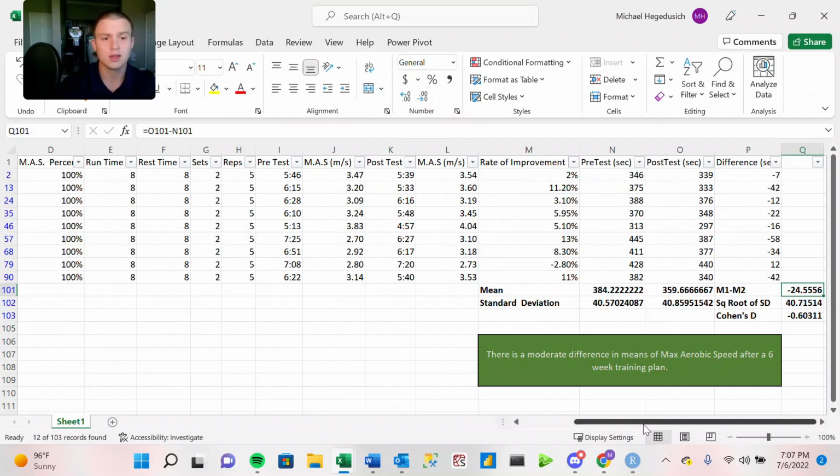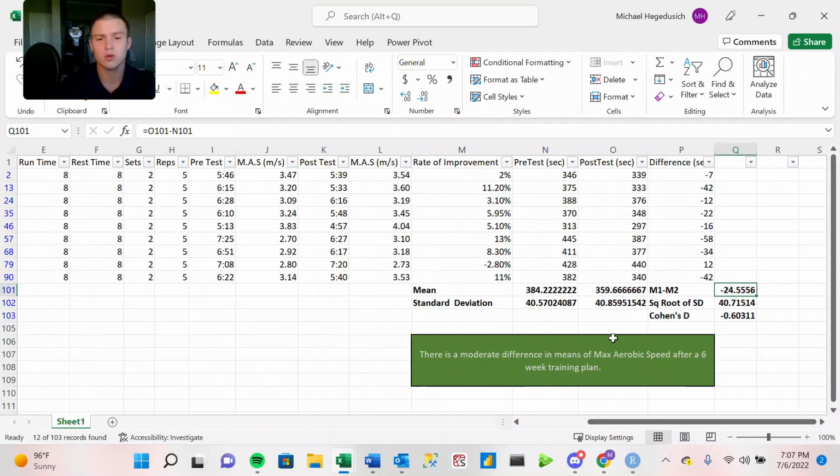So that's very, very good. Then additionally, when we look at the standard deviations, the standard deviation is how far away from the mean, or how far away from the average, the data points lie. So there's about 40 seconds away from the mean, and that is consistent, with the pre and the post test being off by 0.3 seconds. So standard deviation is fairly consistent throughout.